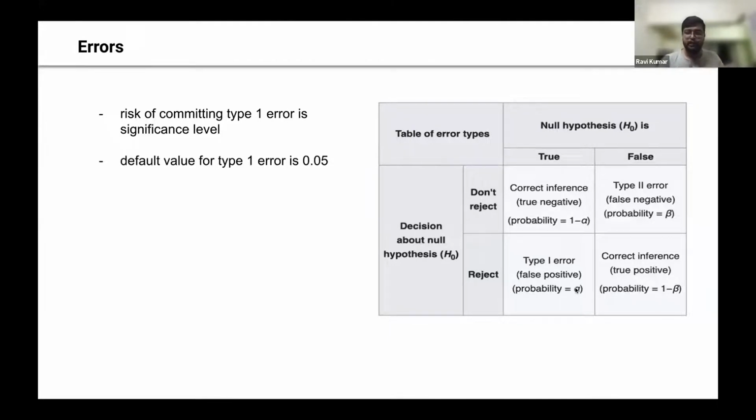The type 2 error is basically the false negative, which means that whatever treatment you are giving, people are not onboarding to it. That becomes a type 2 error, and we don't care about that as much. It just helps us in defining the sample size, but the type 1 error is very important to us, and we define it as 0.05.